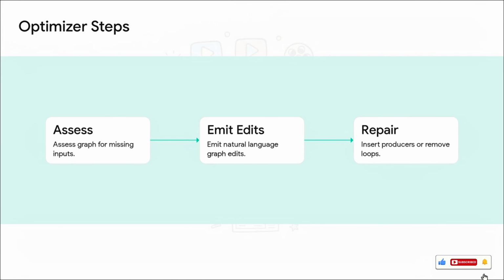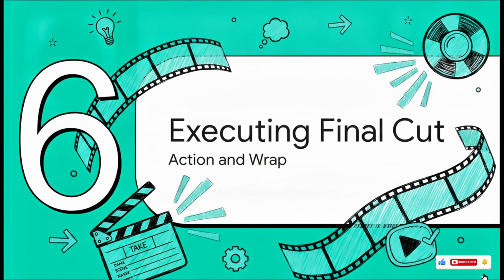Let's actually walk through exactly how this optimizer works, step by step. First, it assesses the graph by calculating specific metrics to check the chronological order, intent coverage, and data flow. If it finds a structural hole, step 2 is just incredible. It emits a natural language edit, sort of like a human manager saying, hey, we need to insert the audio extractor to supply the audio path for the transcriber. Finally, in step 3, it mathematically inserts those missing producers or removes loops until it converges on a completely perfect, flawless plan. And that takes us to part 6, executing the final cut, action and wrap.